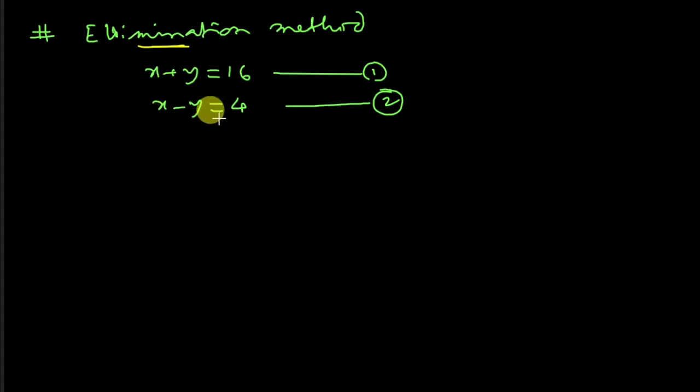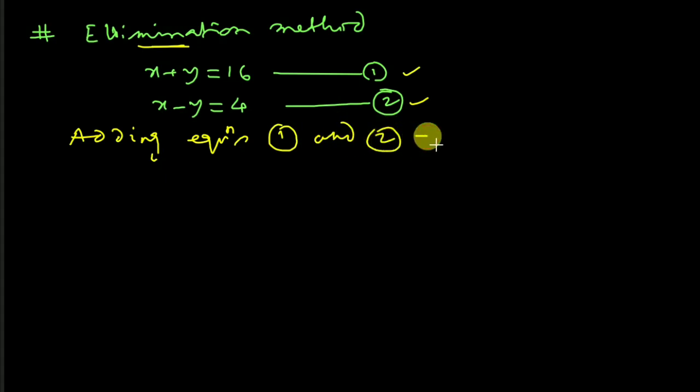Okay, first of all, you see that the coefficient of y is plus 1 here, and in the second equation, the coefficient of y is minus 1. So if you add both the equations, then the y's will be cancelled, eliminated, so that you are getting the value of x. So adding equations 1 and 2, the left side will be added and the right side will be added separately. So x plus y plus x minus y is equal to 16 plus 4, isn't it?